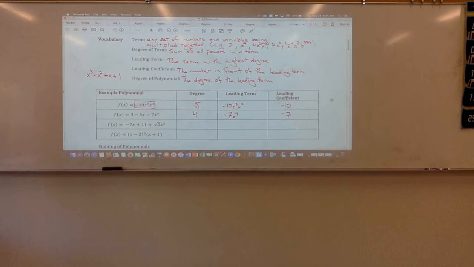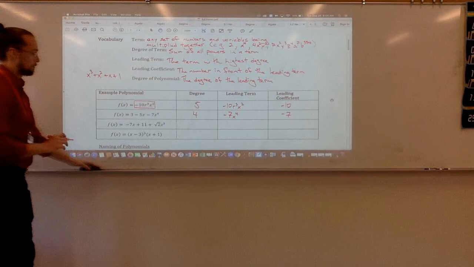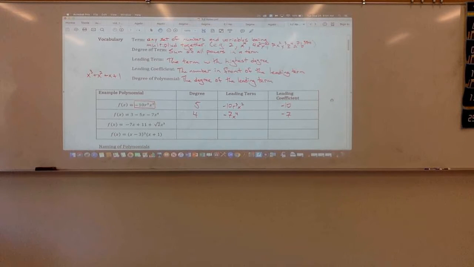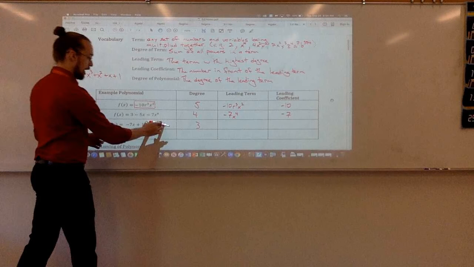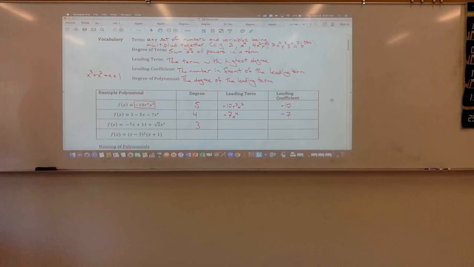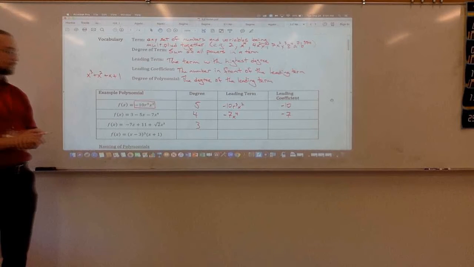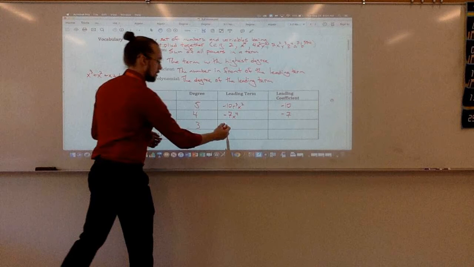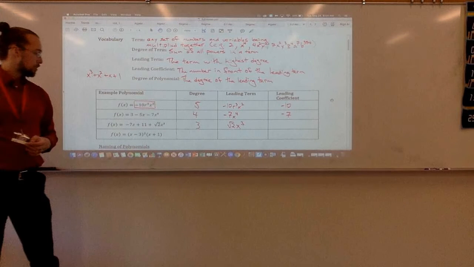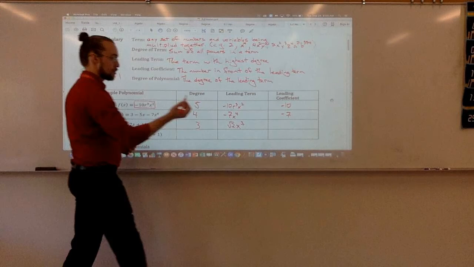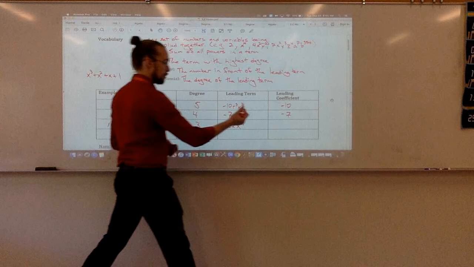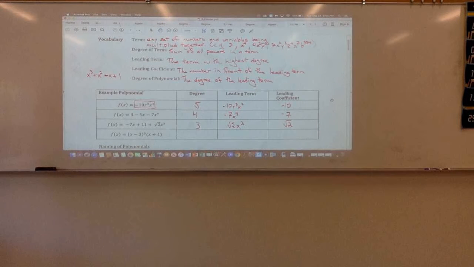How about this? Negative 7x plus 11 plus the square root of 2 times x cubed. So my degree would be 3, right? The highest power that shows up is 3. Leading term: root 2 x to the third. And my leading coefficient: square root of 2.